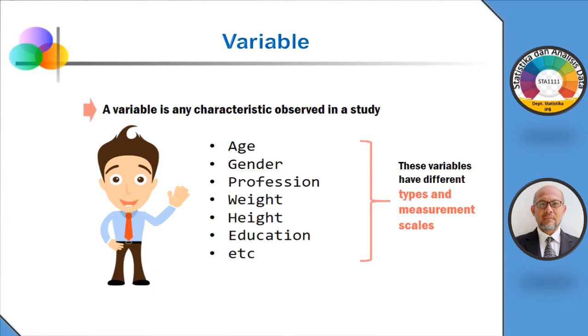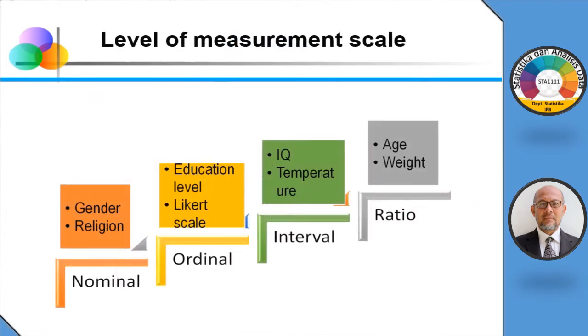Okay, so if we are talking about variable, you have to understand about type and measurement scales of variable. In the next slides, we will discuss about type and measurement scale of variable. Measurement scale of a data can be divided into 4 types, namely nominal, ordinal, interval, and ratio.